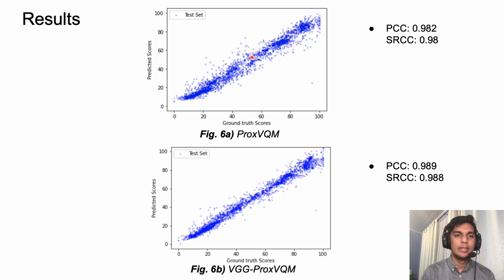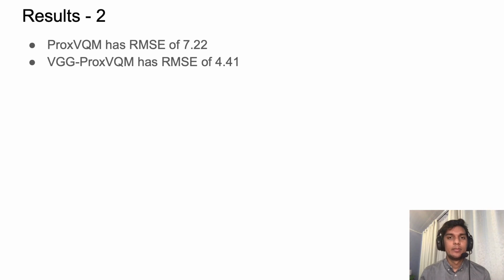to 60. When looking at the VGG ProxVQM network, which is figure 6b, we have better performance in the correlation coefficient as well as the rank correlation coefficient. However, we can see there's still some spread, noticeably around the 20 to 40 VMAF range. After training, we can see that the VGG ProxVQM has a lower RMSE of 4.41.